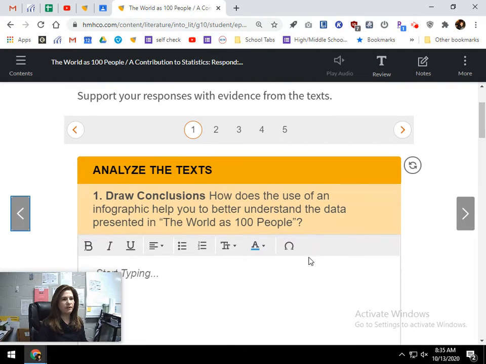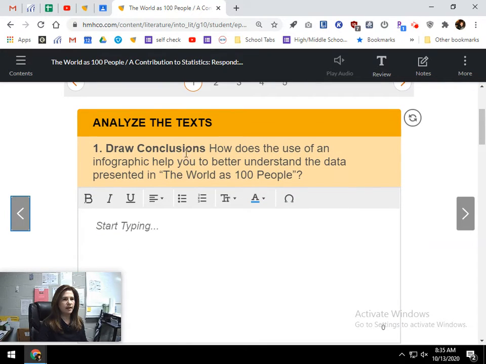All right, so let's look at the Analyze the Text questions. Draw conclusions. How does the use of an infographic help you better understand the data presented in the world as 100 people? Remember, that's the circular infographic. So how does just having an infographic like that help you better understand the data?